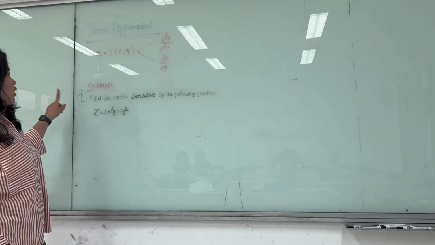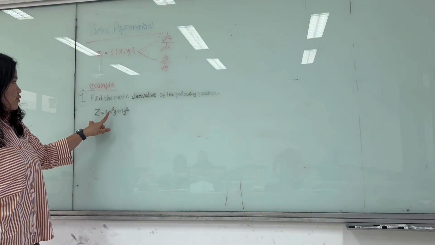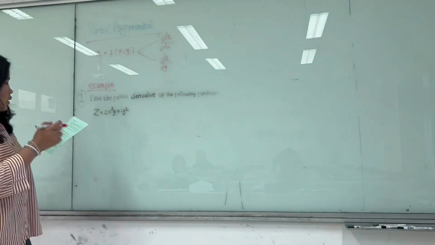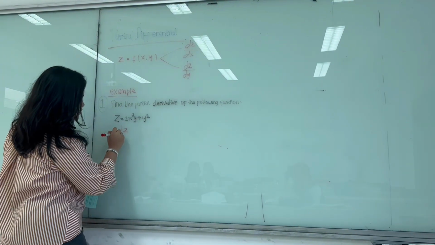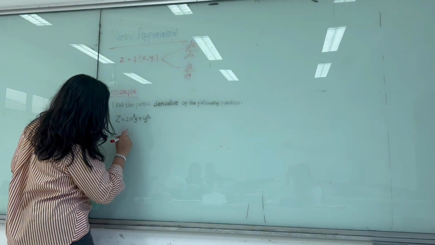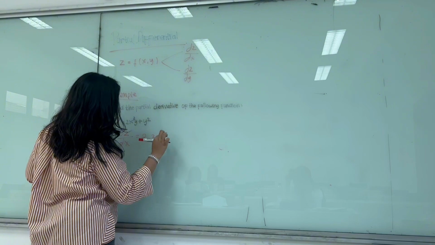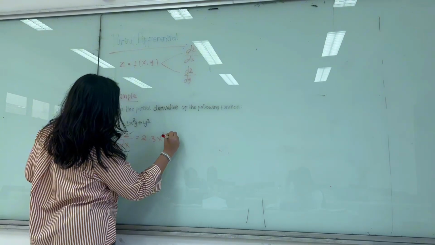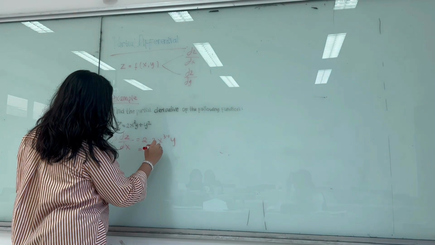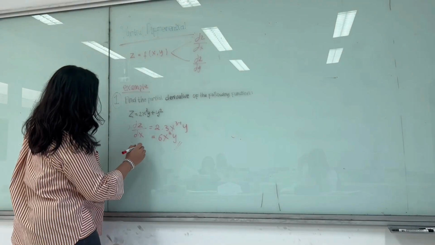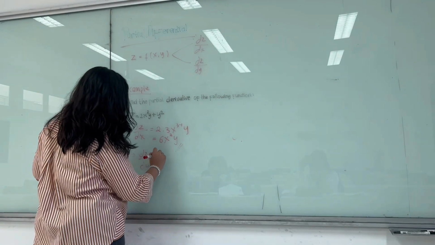So the example is: find the partial derivative of the following function, z equals 2x³y plus y². First, for the x variable, ∂z/∂x is 2 times 3x to the power 3 minus 1, times y. So the answer is 6x²y.